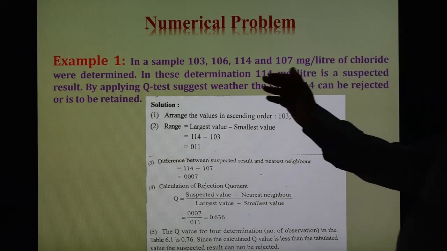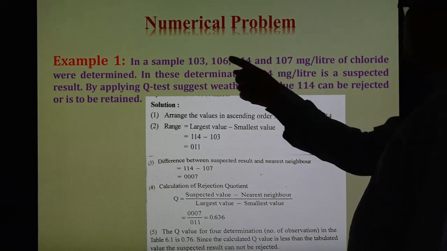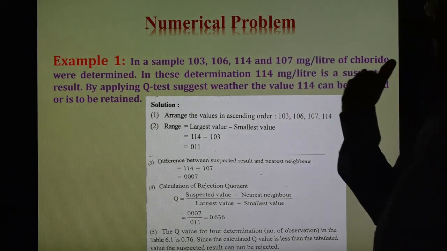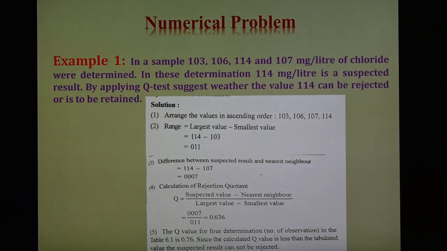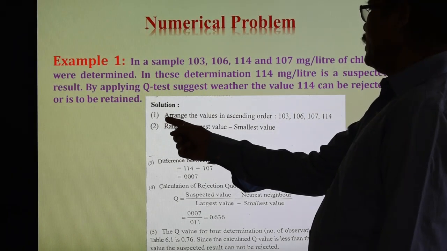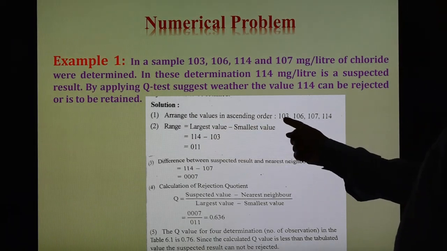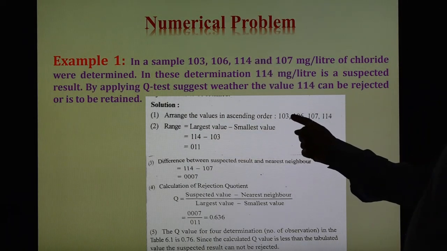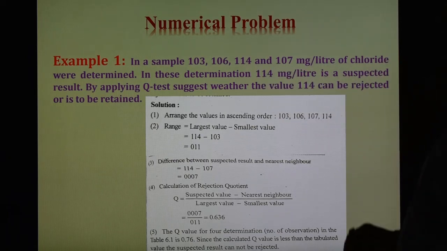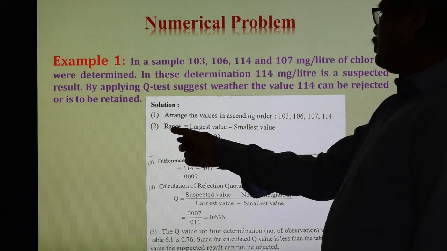So we have 4 observations, but these 103, 106, 107 are very close, while 114 is doubtful. So whether this value is to be rejected or retained, for this we have to apply the Q test. The Q test has 5 different steps. Number 1 step, arrange the values in ascending order. So all the 4 values have been arranged: 103, 106, 107, 114.